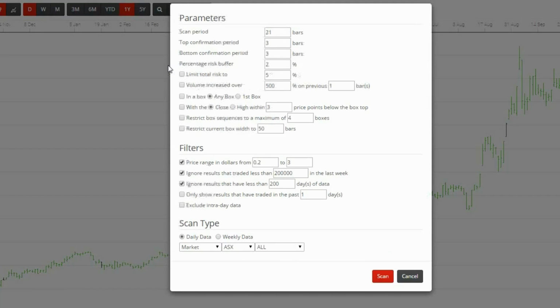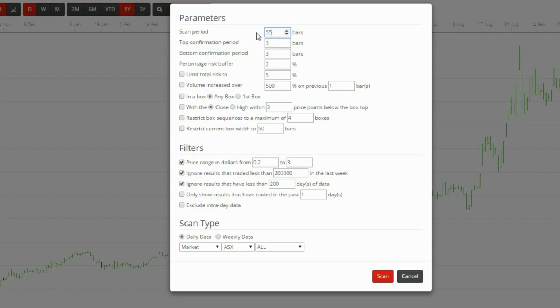First up, the scan period box. This is the one you are most likely to change. A larger number means that the boxes that are found will be formed over a longer time scale. We like the number 55 for the longer term Darvas boxes. It's a Fibonacci number and seems to fit quite well.